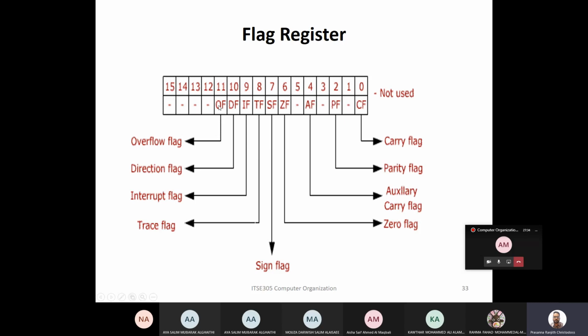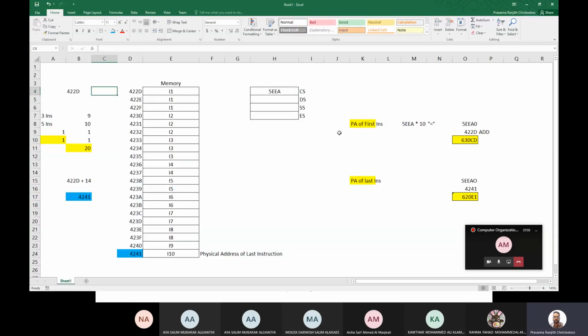Now I'm going to explain what is what. Like for example, the carry flag. When you do any arithmetic operation or any operation in your program, if the resulting value has a carry, then this flag will be set to 1. Okay, let's see an example.